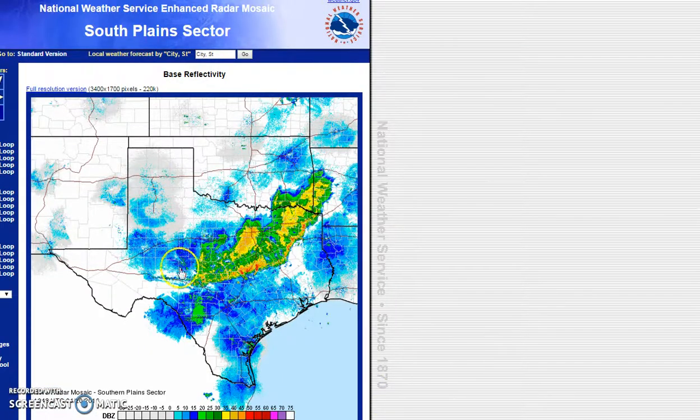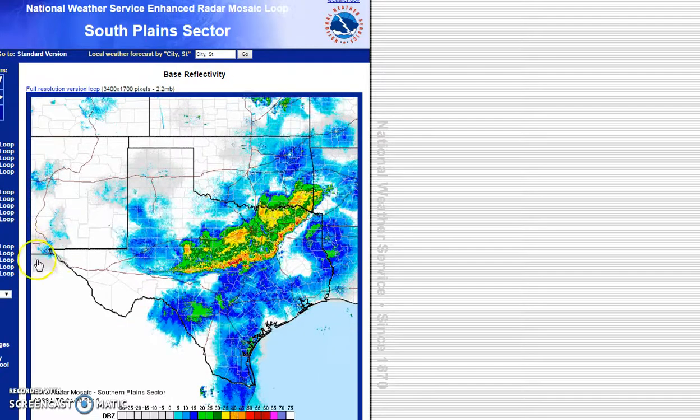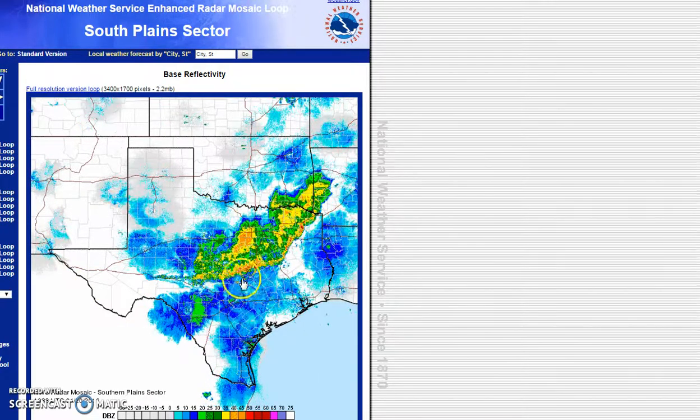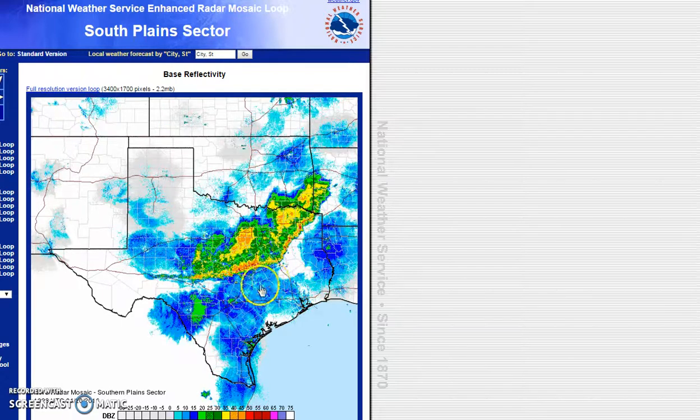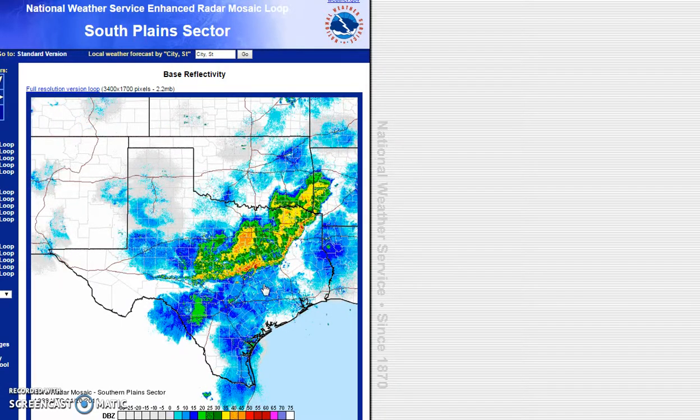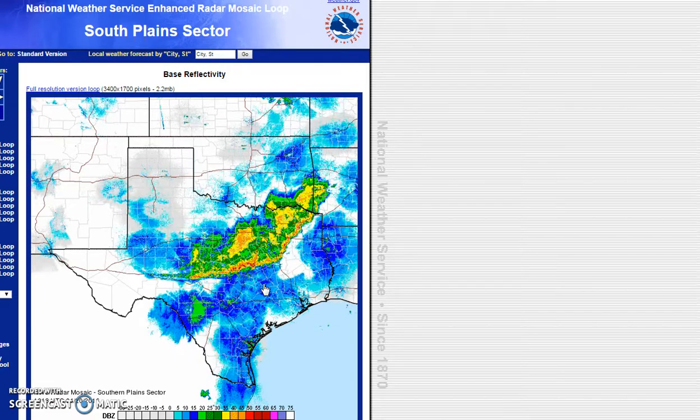Because you've got a cold front back here, and this squall line, this area of active thunderstorms, is right there. So it looks like, let's see, we've got Southern Plains, that's where we are. We're down here. It's likely that we're going to have some thunderstorms later on in the morning.